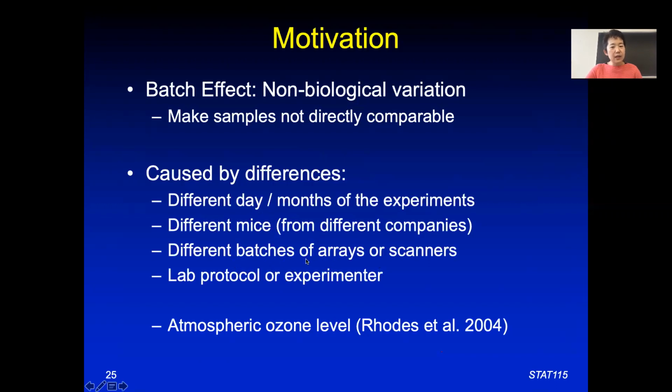And yeah, different batches of arrays or scanners, different personnel, right? The person who is doing the array scanning might be different. In fact, in 2004, there were even studies showing that the atmospheric ozone level will influence the final array scanning or something like that. So definitely you have to remove this. Otherwise, you get totally overwhelmed with your batch effect. They look like differentially expressed genes, but in reality, it's just a batch effect.